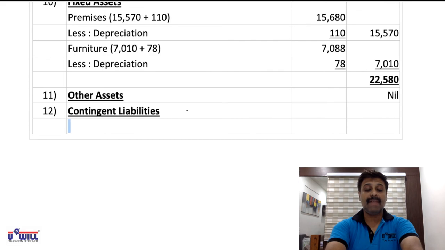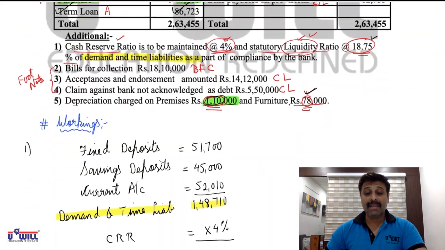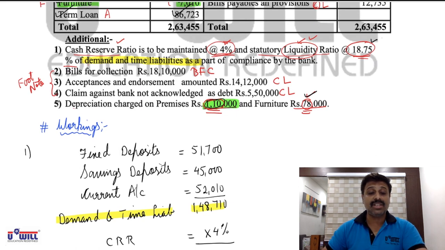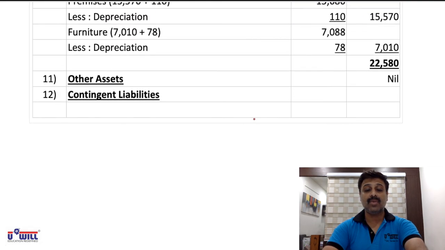Now contingent liabilities will come in adjustments. You all can see adjustment 3 and 4 are contingent liabilities. So acceptances and endorsements, 14,12,000. If you remove the 3 zeros, then in thousands we write only 1,412.